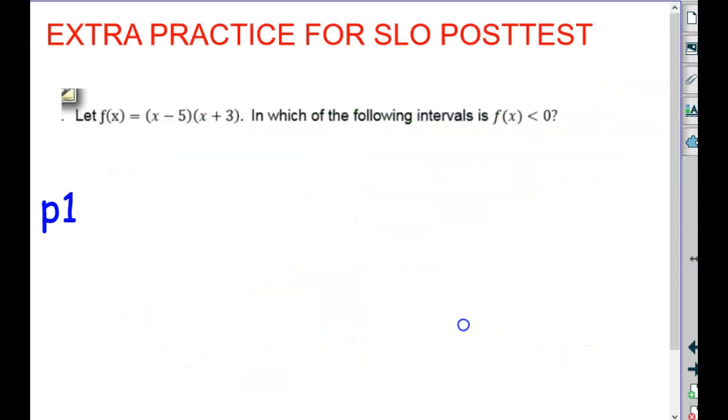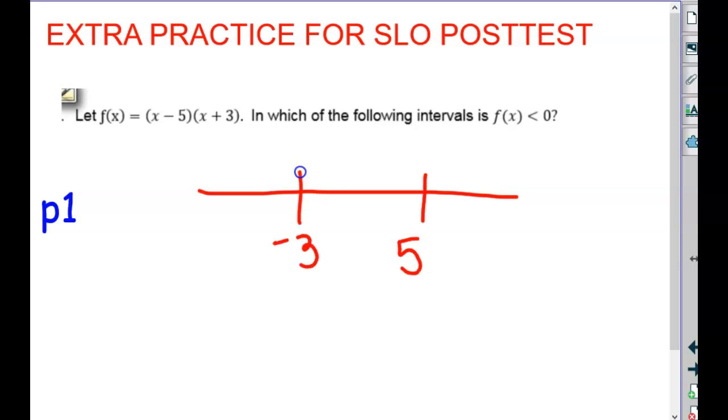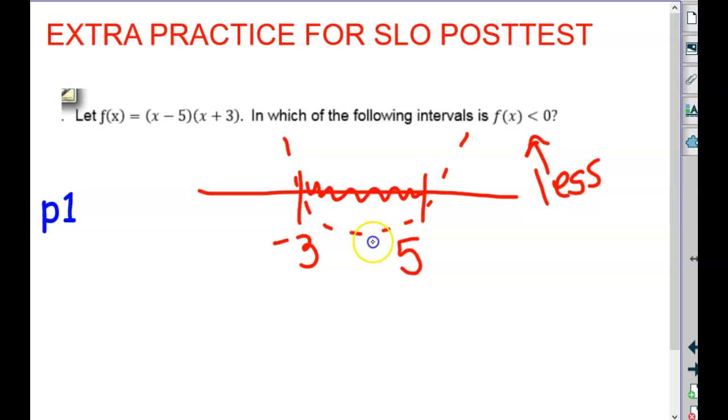All right, so here's extra practice on this idea. We had zeros at negative 3 and positive 5. If you graph it, it's a parabola that looks like this. So this wants to know where it's less than 0, which would be in here. So we'd have negative 3 to 5. No or equal to's on that one?